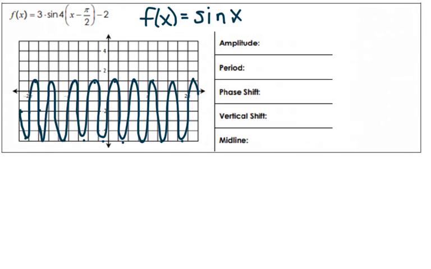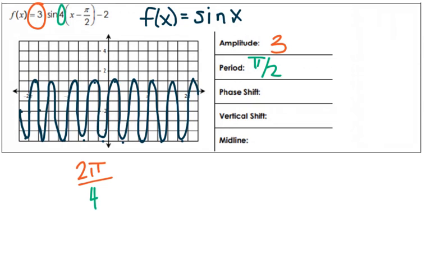Okay, so remember, amplitude is the number in front of sine or in front of cosine, and it's always positive, so my amplitude is 3 this time. Period is 2 pi divided by the number in front of x. My number in front of x is 4, and I can reduce that because 2 divided by 4 is 1/2. So my answer is going to be pi over 2.